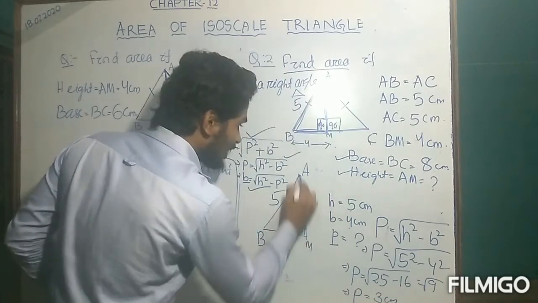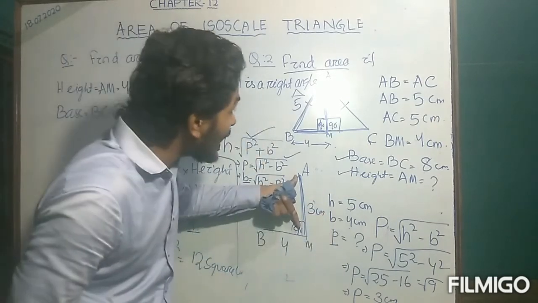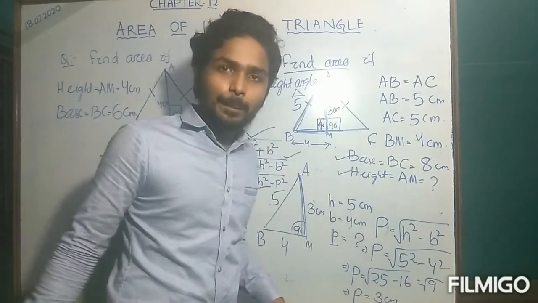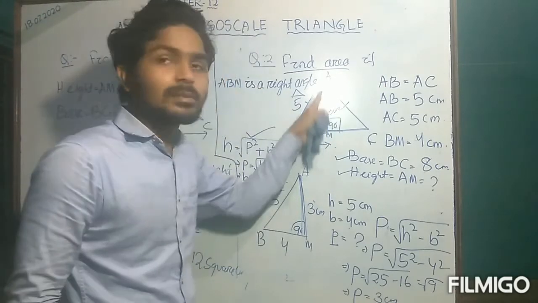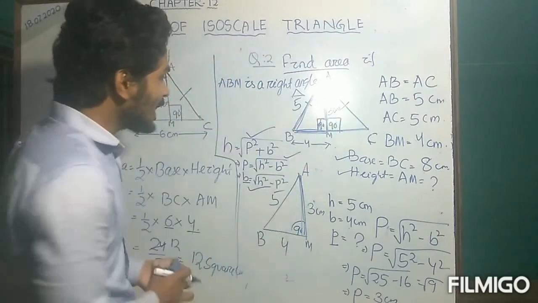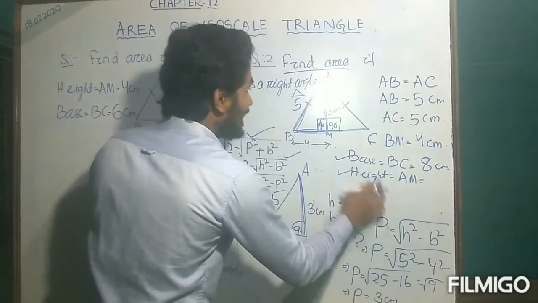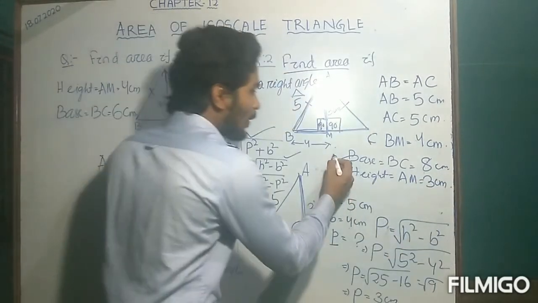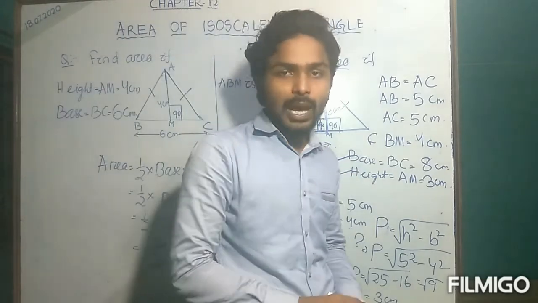Now this is 3 cm and this is AM and this is also AM. So this AM is 3 cm. Clear? By using Pythagoras theorem, we can find the perpendicular height of the isosceles triangle. That is 3 cm here. Clear now? So I can write this height AM is 3 cm. Now our target is fulfilled. We found the base and height. Now we can use the formula.